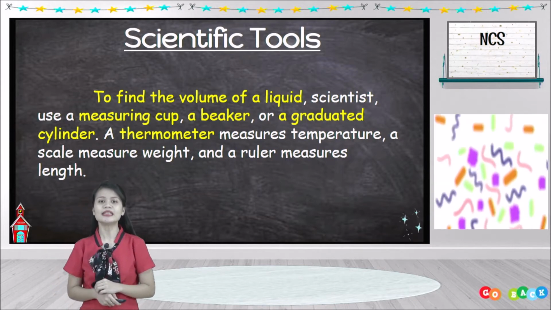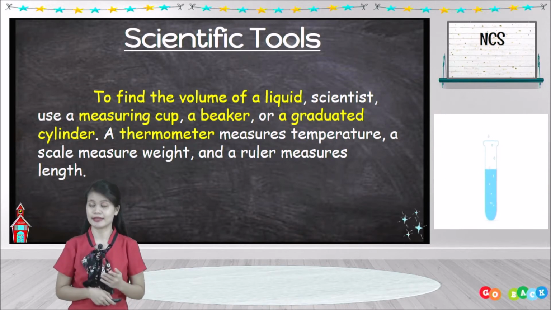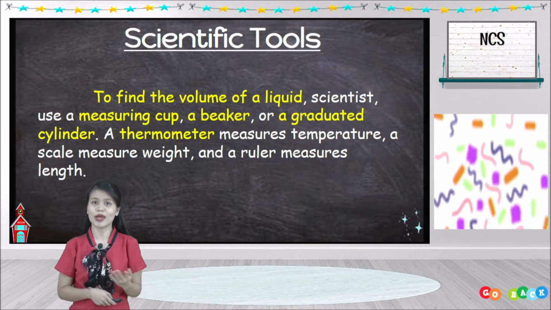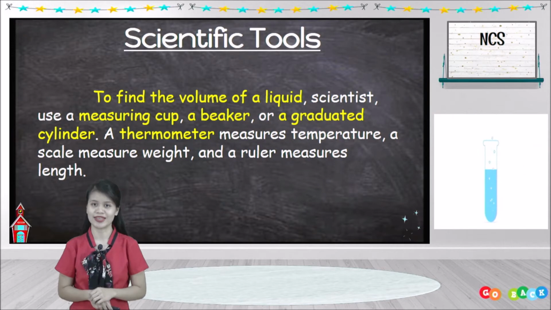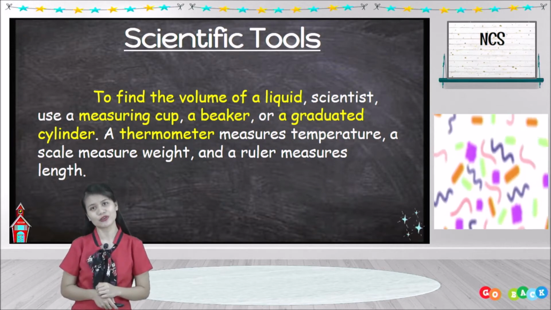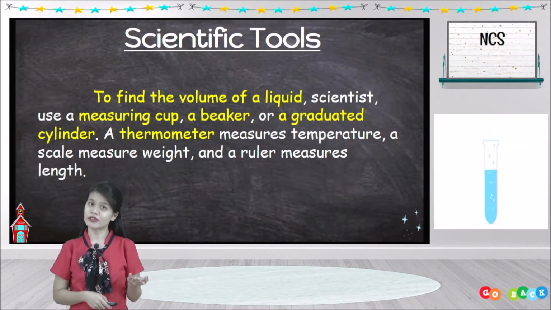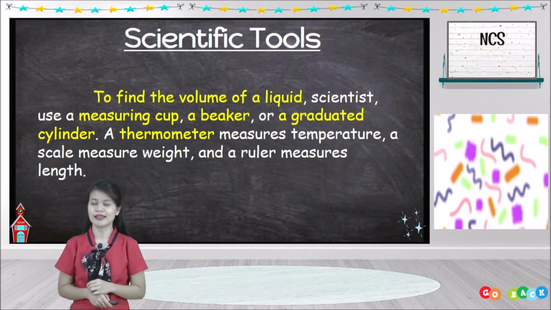Now, a scale measures weight. Again, weight or mass of an object. And they also use a ruler. Well, a ruler is used for measuring length.